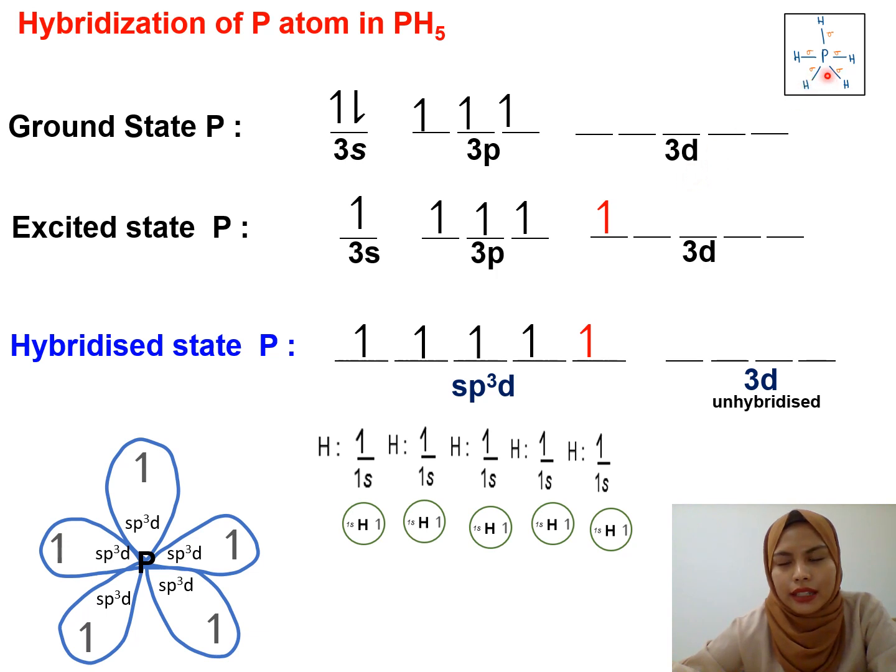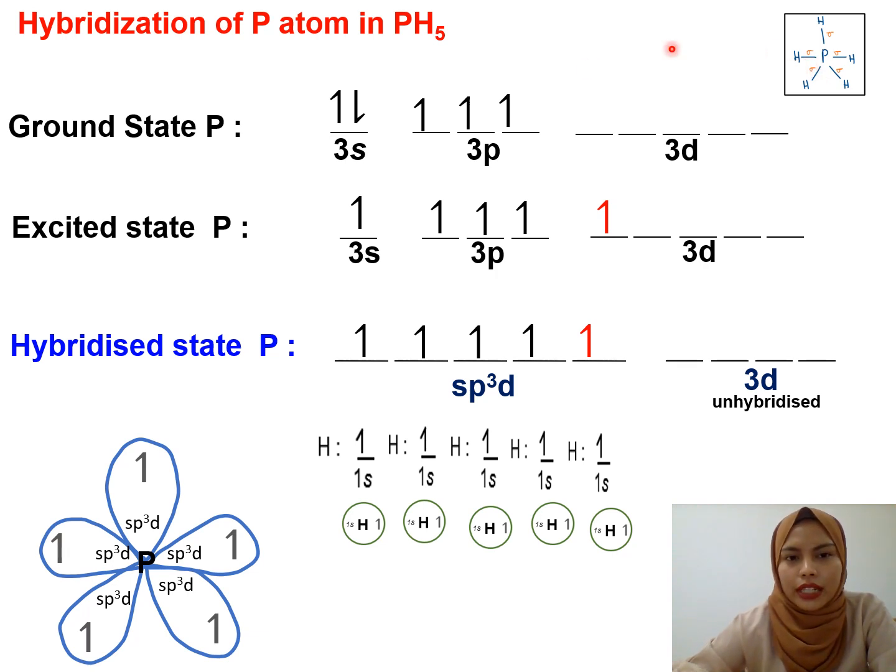Okay, and then since this phosphorus has 5 single bonds that need to be bonded with hydrogen atoms, therefore it has 5 sigma bonds. Okay, so if there are 5 sigma bonds, it means this phosphorus must have 5 single electrons, so that each of those 5 single electrons can form a bond with hydrogen.